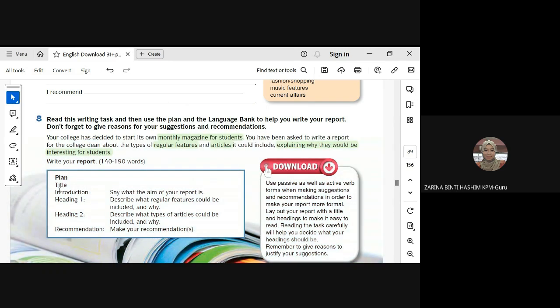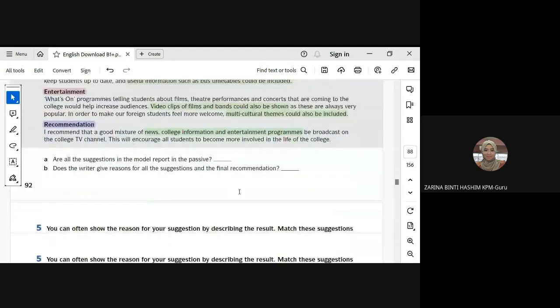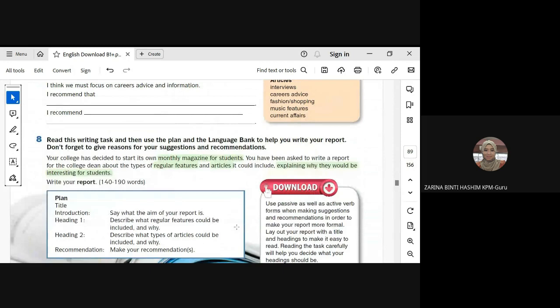So the plan here, again, you need to have the title. What do you think is the title here? Just now, the title is, you need to start with the word report on the college television channel. So here, what do you think could be the title? Report on the what? Report on the magazine. Report on the monthly. So you can write the title as report on the monthly magazine for students.